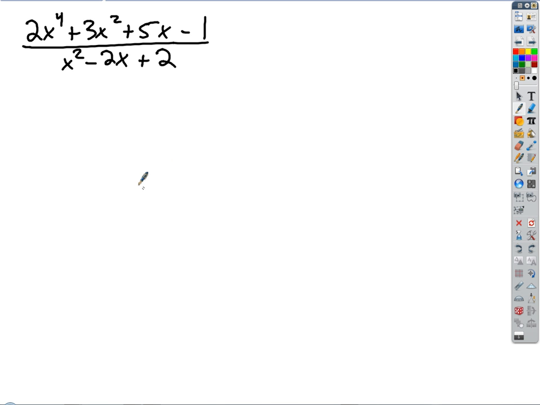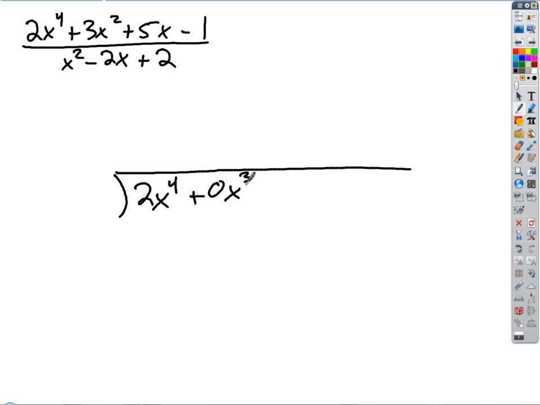So let's write this all out. Then we end up with, in here, we're going to have 2x to the fourth, plus 0x cubed. Right, we have to hold those places. Okay, plus.